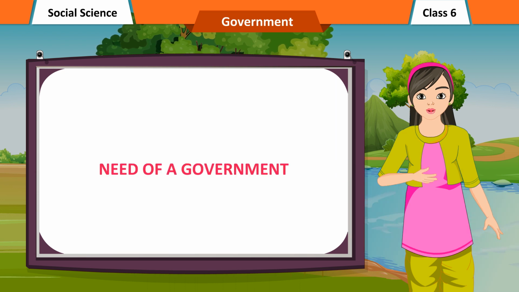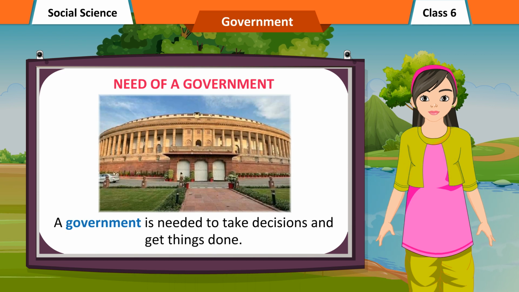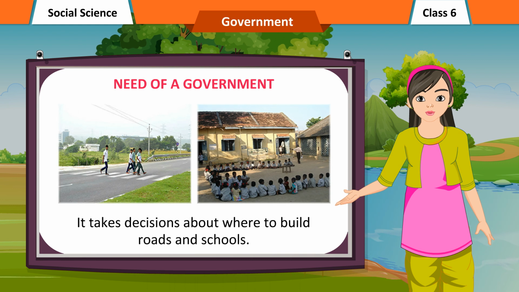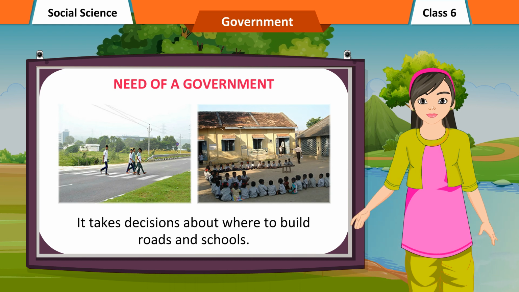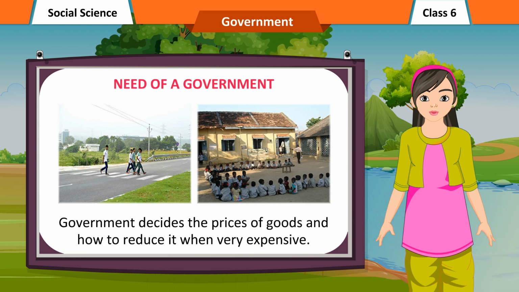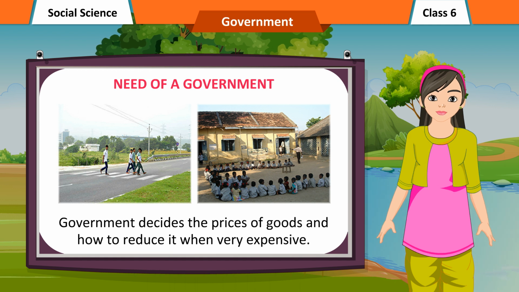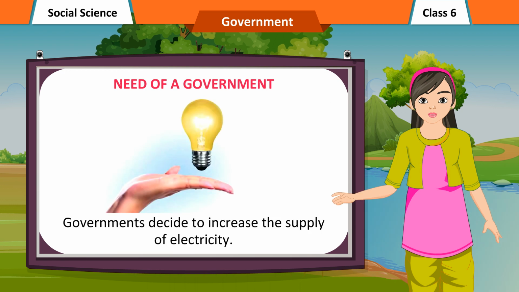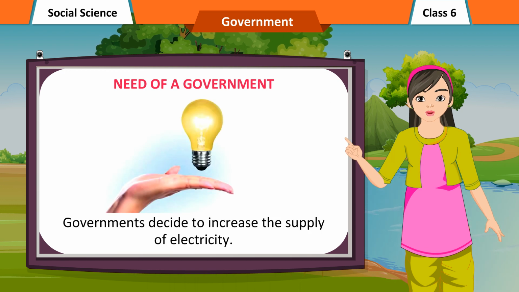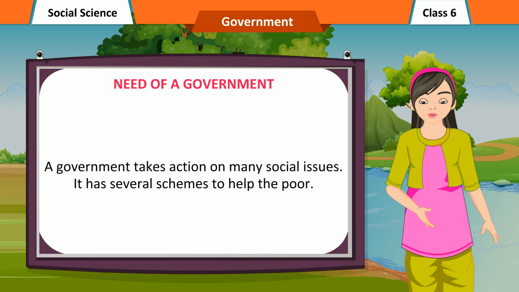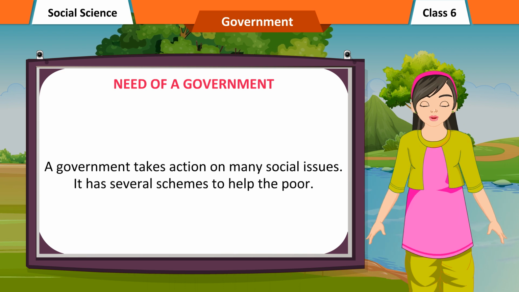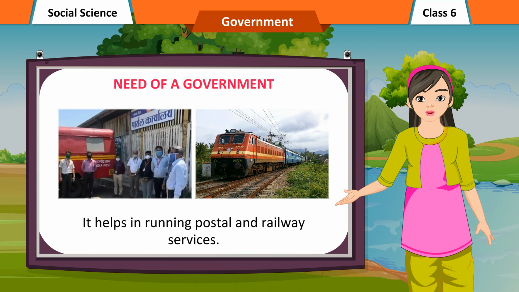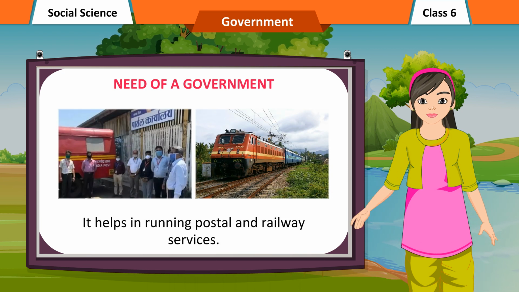Need of a government. A government is needed to take decisions and get things done. It takes decisions about where to build roads and schools. Government decides the prices of goods and how to reduce them when very expensive. Governments decide to increase the supply of electricity. A government takes action on many social issues. It has several schemes to help the poor. It helps in running postal and railway services.